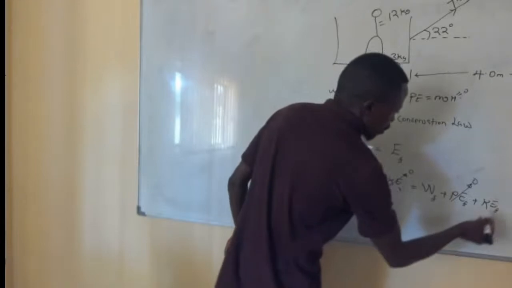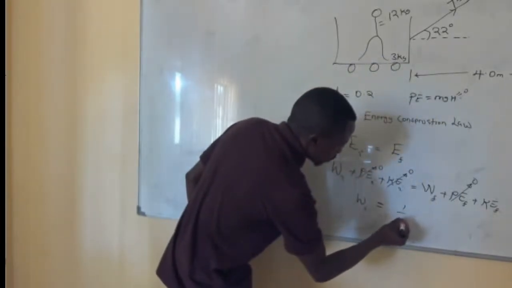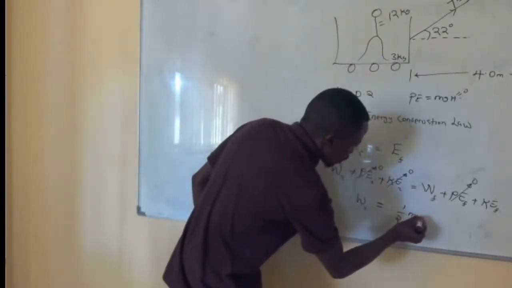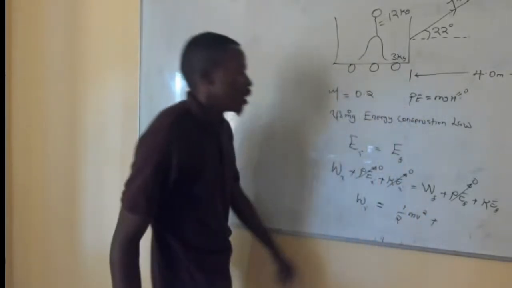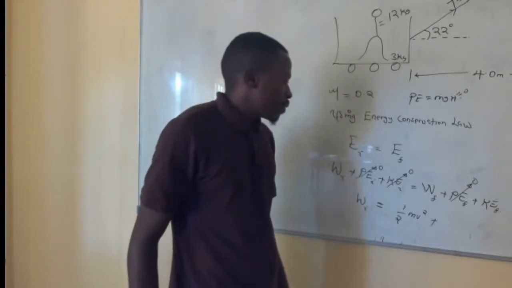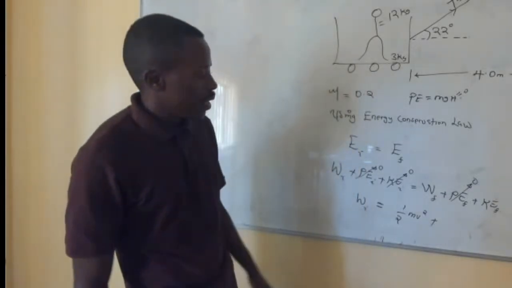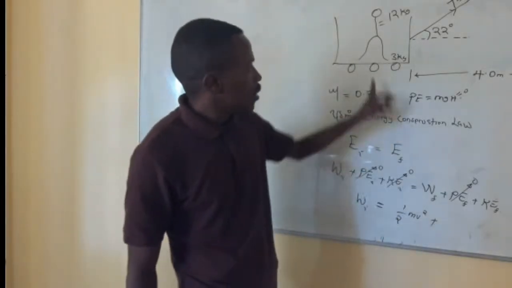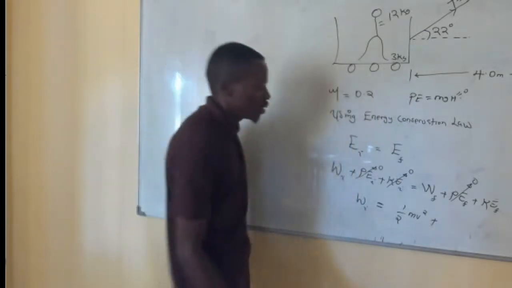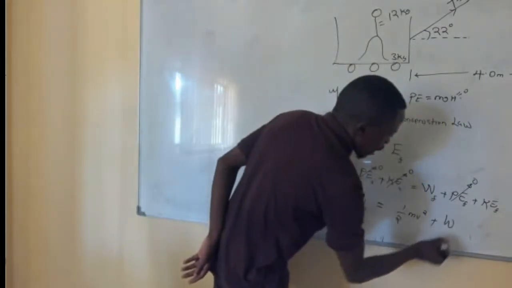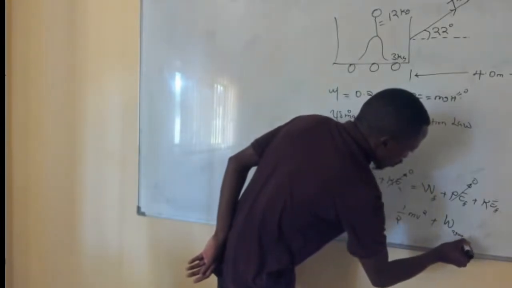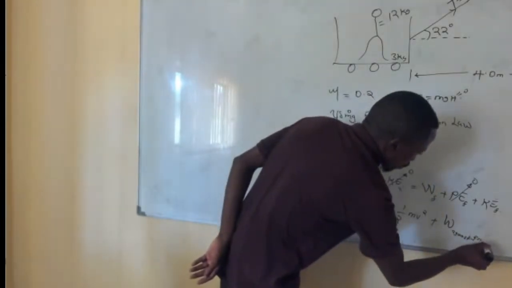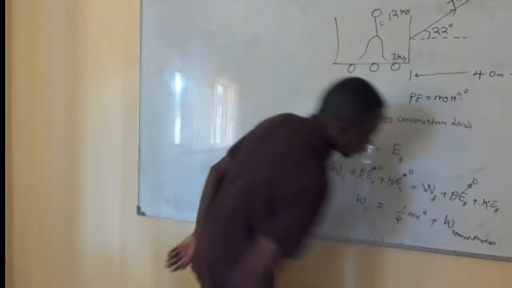Then the kinetic energy is given by half mv squared, plus the work done to move this thing against friction. So work done against friction.